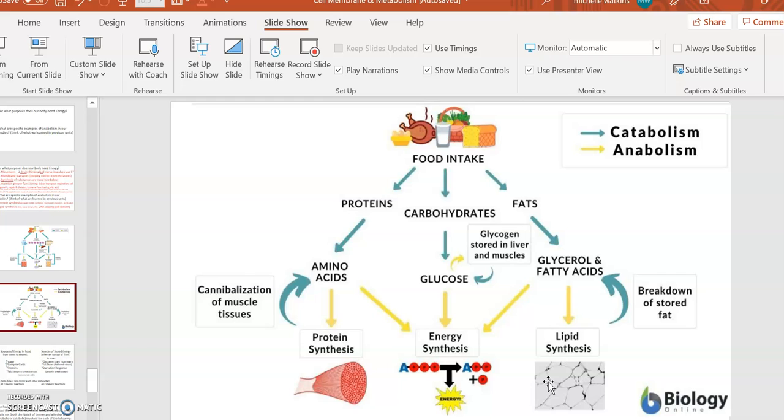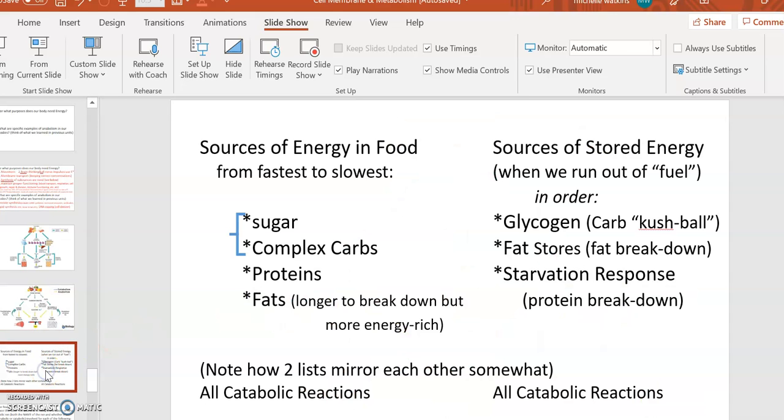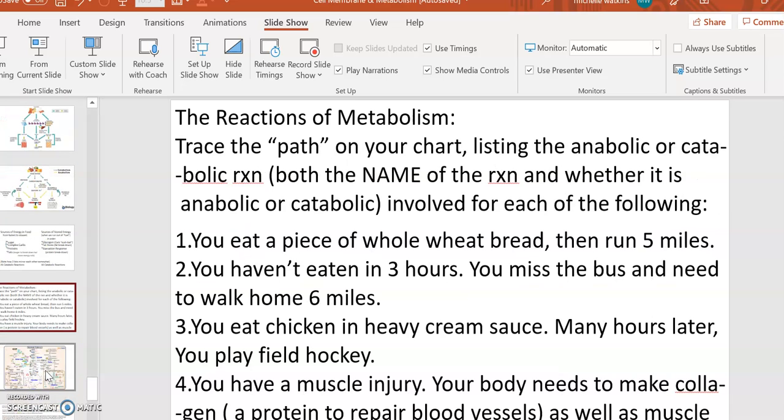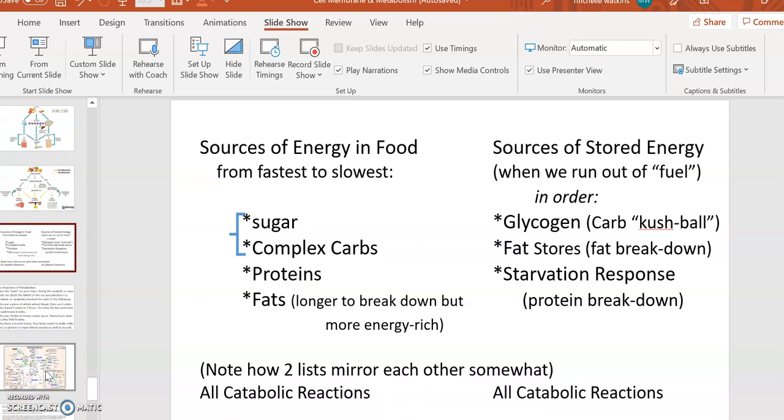Okay, this is the same diagram. These three are the wrong color. They should all be blue. They're catabolic reactions. This is another nice little summary. It should all make sense, I believe. And I think that is it for metabolism.